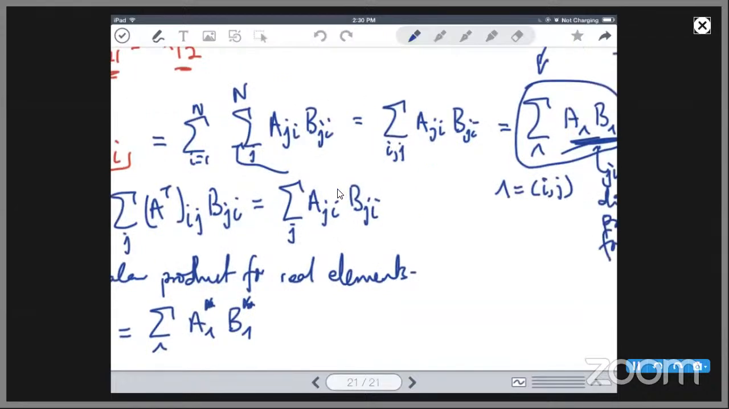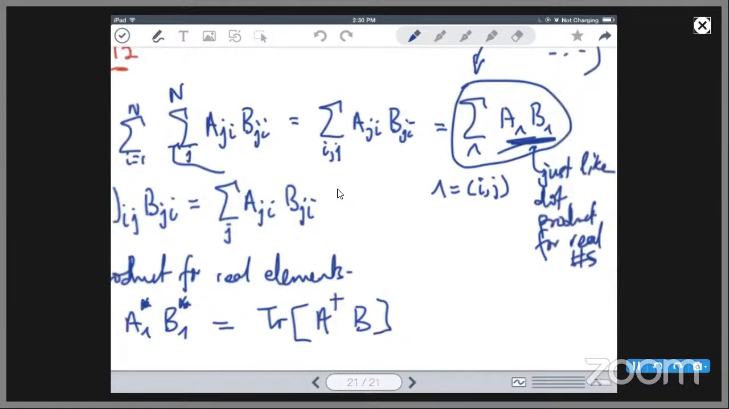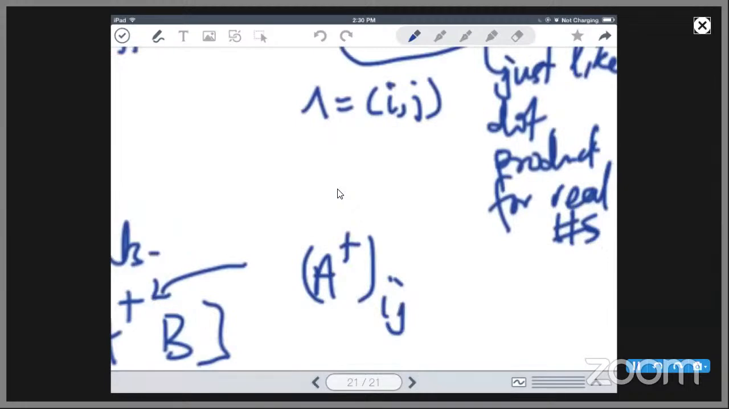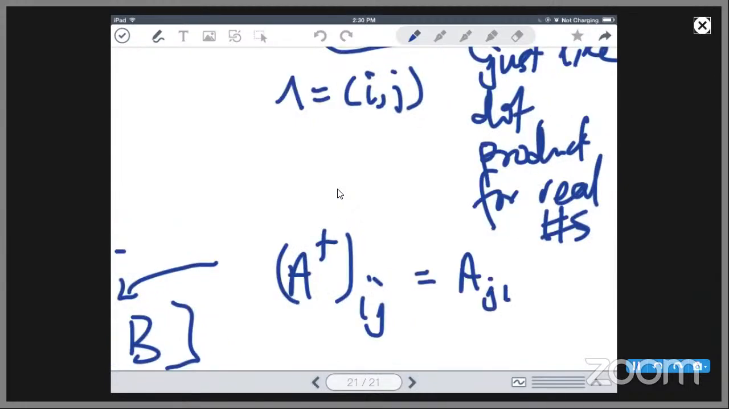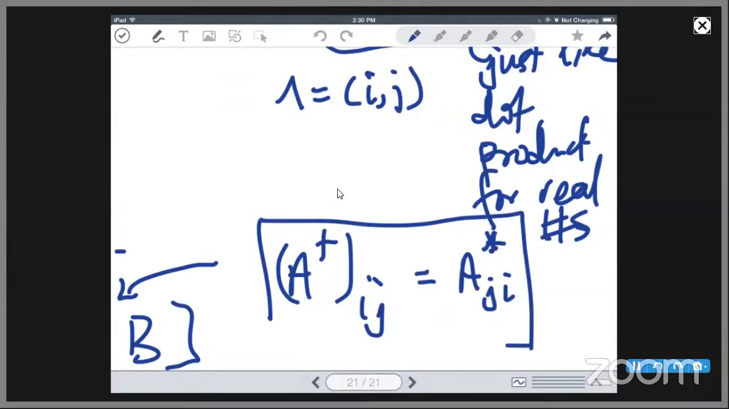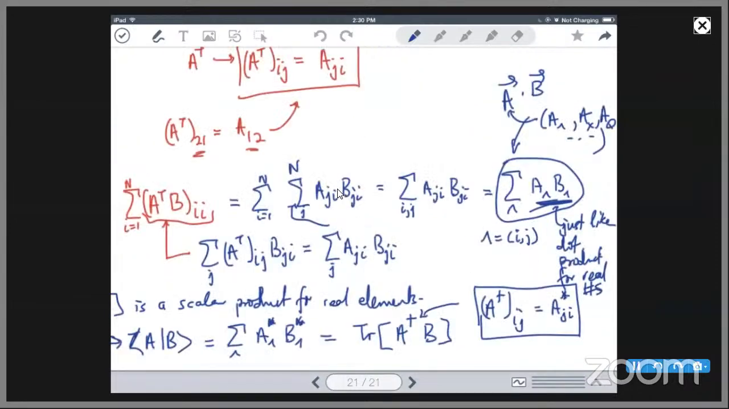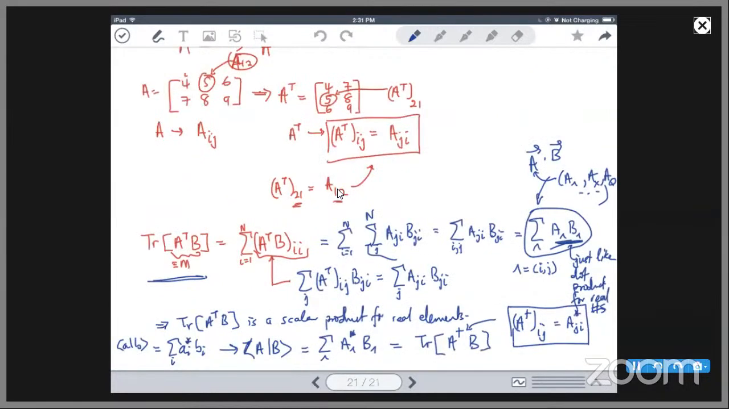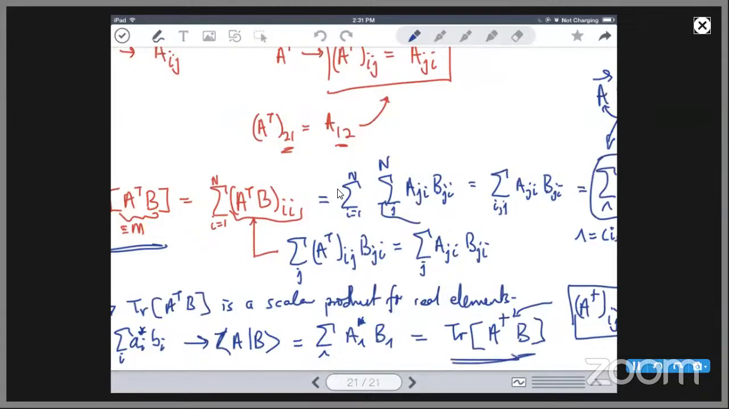So if you put everything together, you get A dagger B. A dagger is not just the transpose. So A dagger IJ is not just the transpose: you take the transpose of A, and then you take the complex conjugate. If you do this, then this is going to give you a dot product. Does anybody have a question?